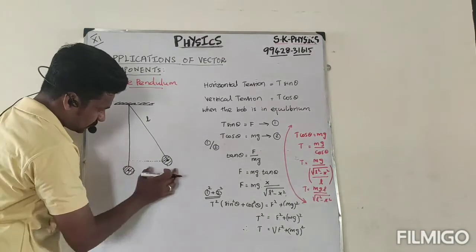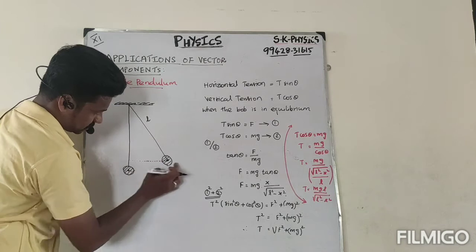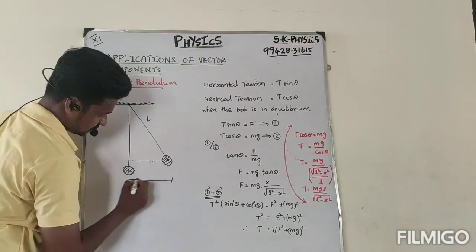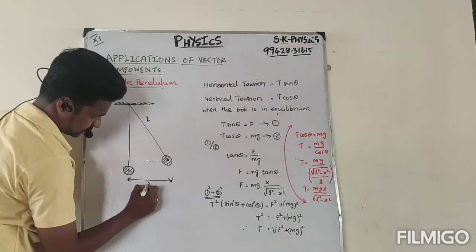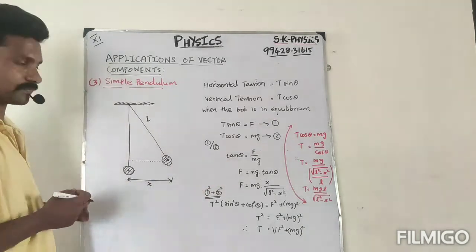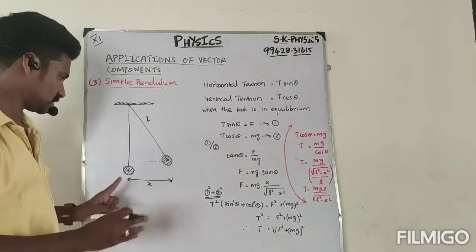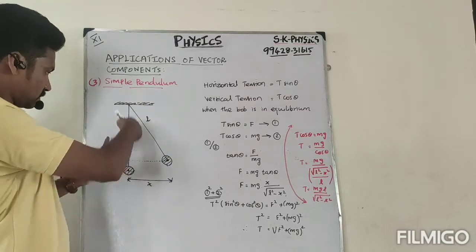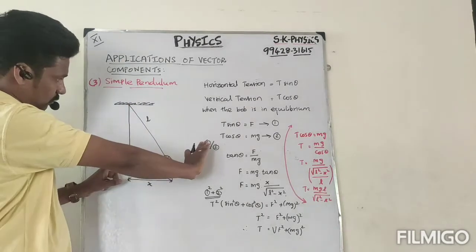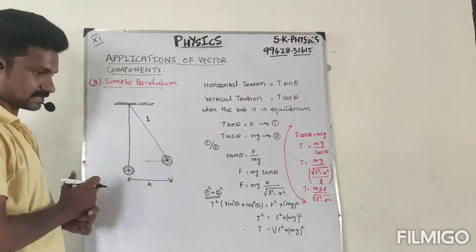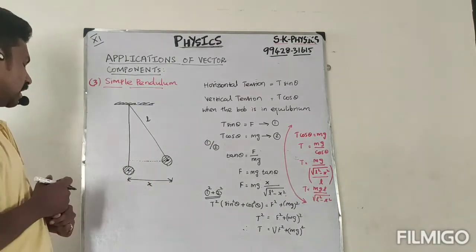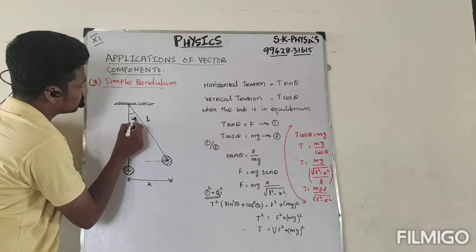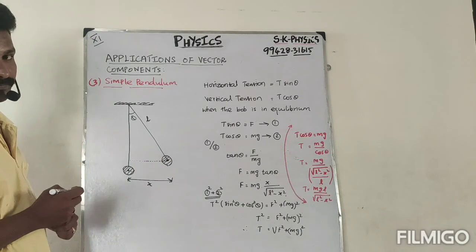Then here it is displaced up to here. This gap I noted as X, so I have taken it as X. This is the length of the pendulum, no doubt. This is X displaced from the initial position, that is X horizontally. Then the angle made here is theta.